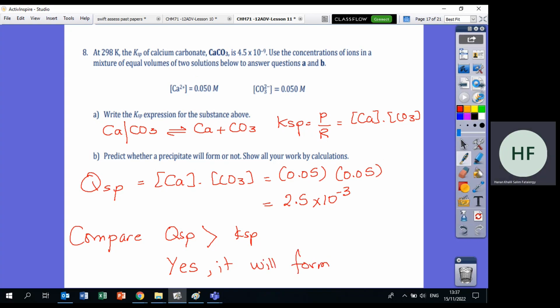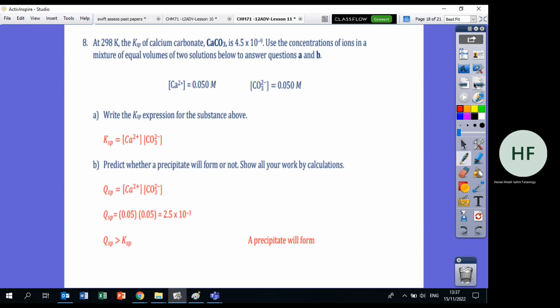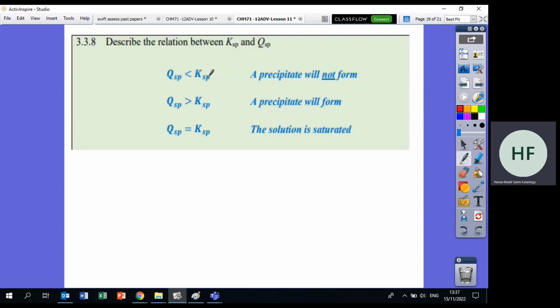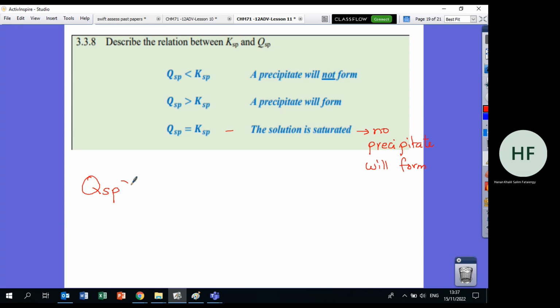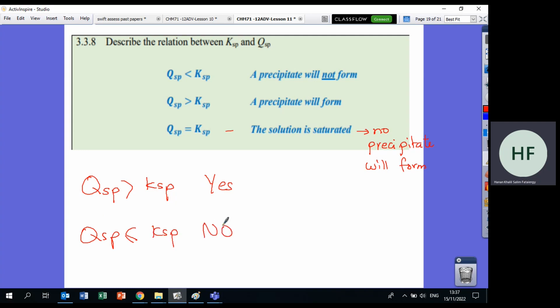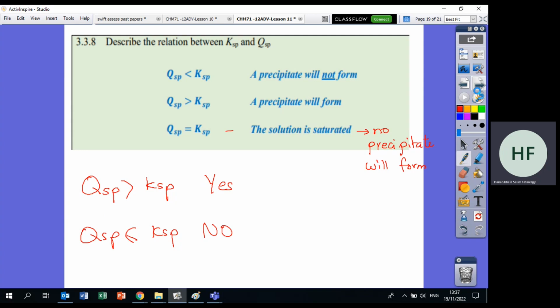Okay, another question. If QSP is more than KSP, a precipitate will form. If QSP is less than KSP, a precipitate will not form. If they are equal, the solution is saturated and no precipitate will form. Just to combine them: is QSP more? It means yes. Is QSP less than or equal to KSP? This means no precipitate will form.